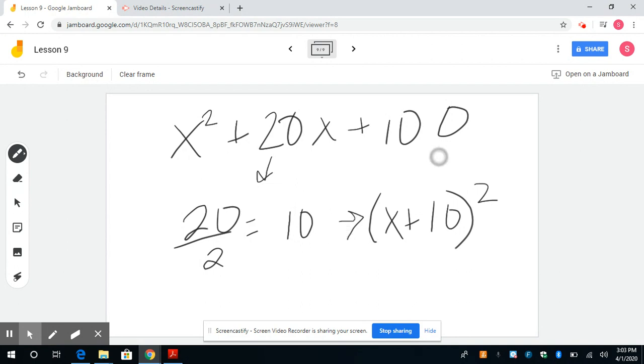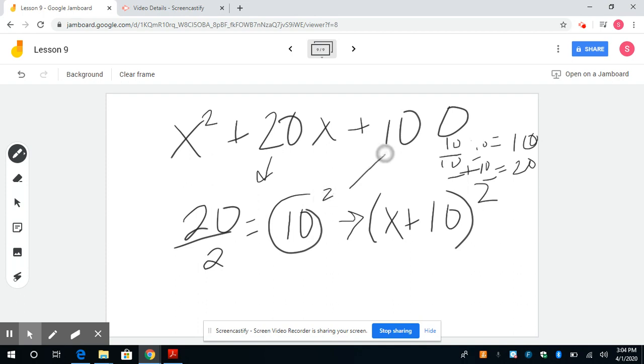Even if we check ourselves, what 2 numbers make 100 and what 2 numbers add to 20? The answer is 10. They both are 10. And if we square this number, we do get 100. So this is a perfect square trinomial, and the factored form is x plus 10 squared. Okay. So that was just a little practice with factoring and how it connects with the process of completing the square, because we're trying to get this perfect square trinomial.